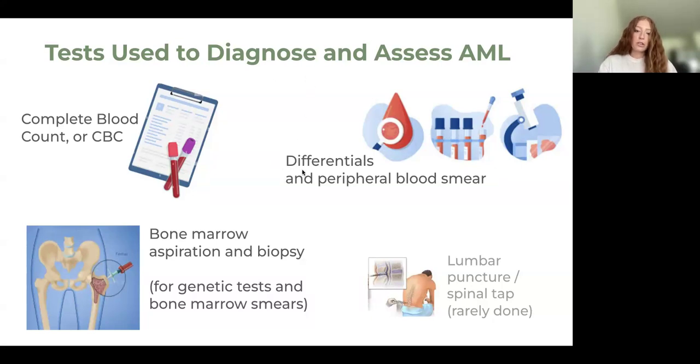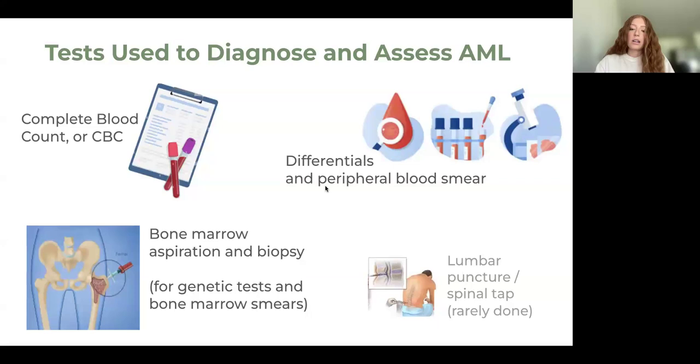The differential is sometimes combined with the CBC. You'll see CBC and differential on your test results. The differential tests your different white blood cell counts. If you remember the lineage slide that I showed earlier, you have a lot of different types of white blood cells. This test is going to look at the individual cell counts of those white blood cells.